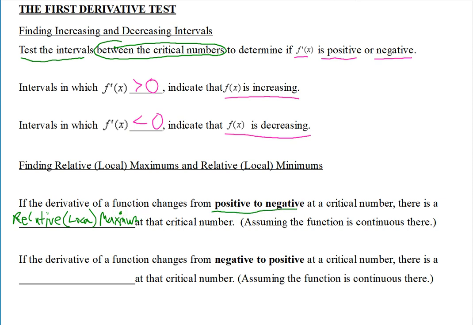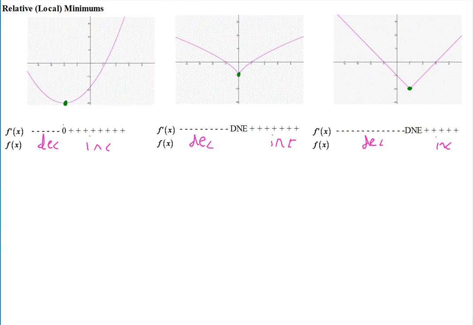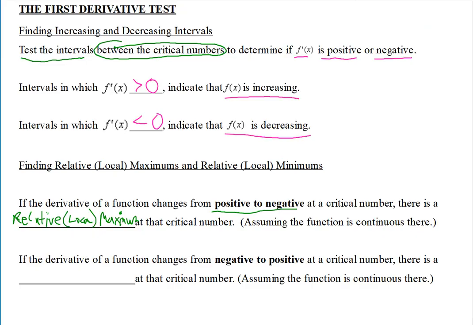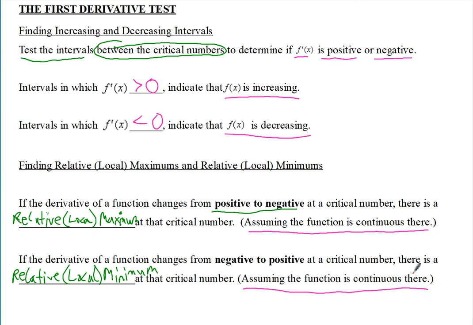And notice whenever the first derivative changed from negative to positive, that indicated we had a relative or local minimum, assuming the function's continuous there. That's going to be the case unless you have something like a vertical asymptote or a hole, where the function's not even connected there. But as long as it's continuous there, that's going to indicate that.